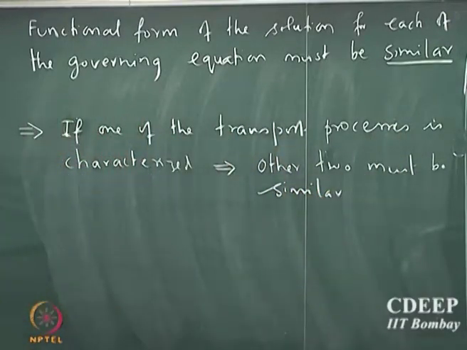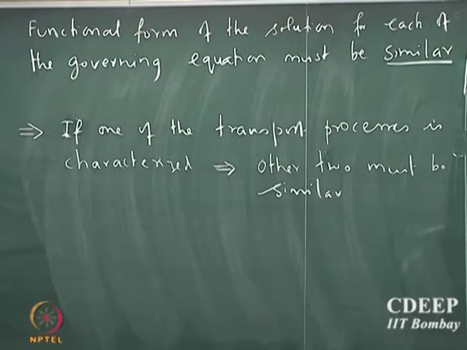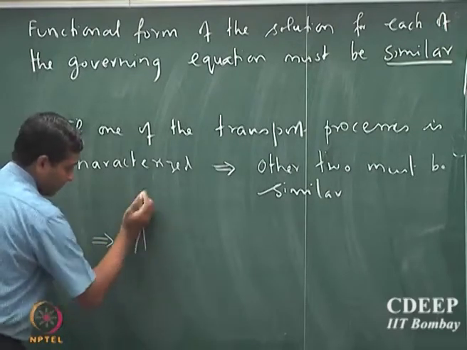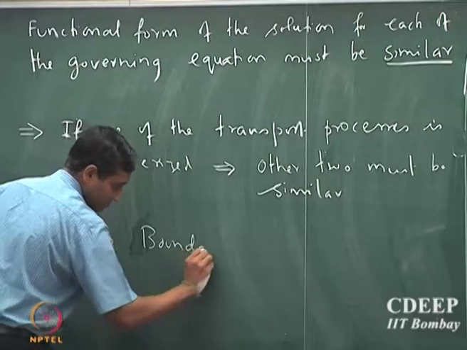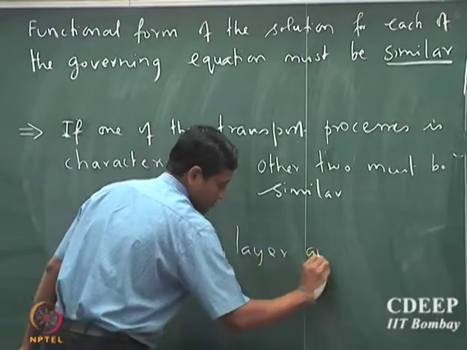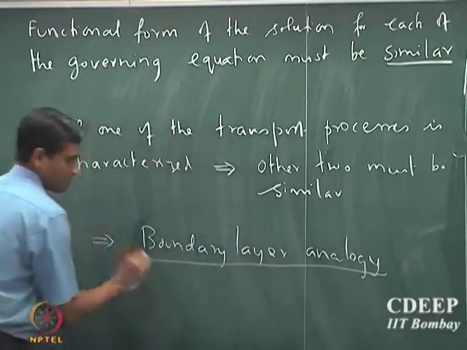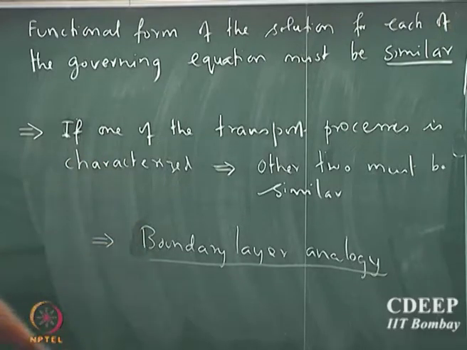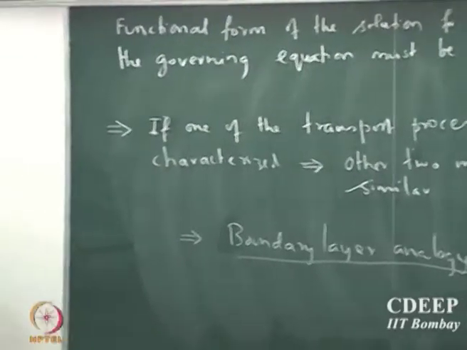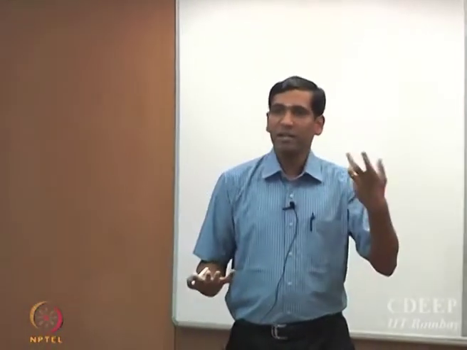okay. So, that also means that because the functional form is same, if one of the transport processes is characterized, if I know how to solve one of them and I found the functional form and I found these dimensionless numbers, then I am done. I should be able to find the solutions for the other two. So, it is this property which leads to the concept of the boundary layer analogy. We are going to capitalize on this observation that the functional form is similar, and we are going to identify how to relate these three transport processes, and therefore, by characterizing one of them, we should be able to characterize the remaining.